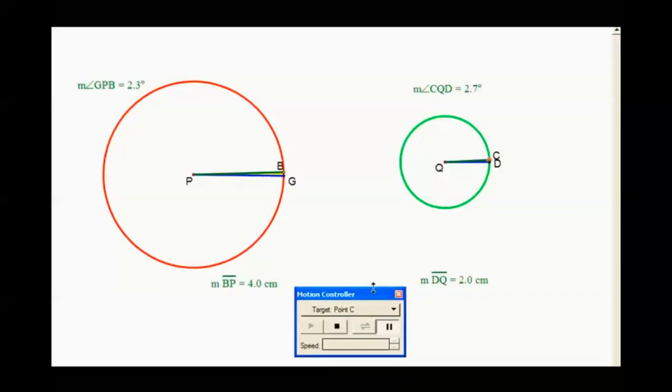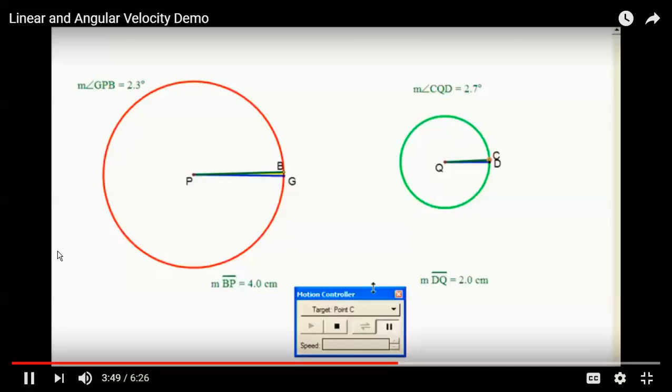In this diagram, we have the two circles, the red circle and the green circle. The green circle is markedly smaller, and what we're going to be looking at here is two points on two different sized circles, which are traveling at roughly the same angular velocity. Okay, so now we're flipping it. Now they're going to go through the same angle in the same amount of time. So they're both going to go 90 degrees, let's say, in 1 second.